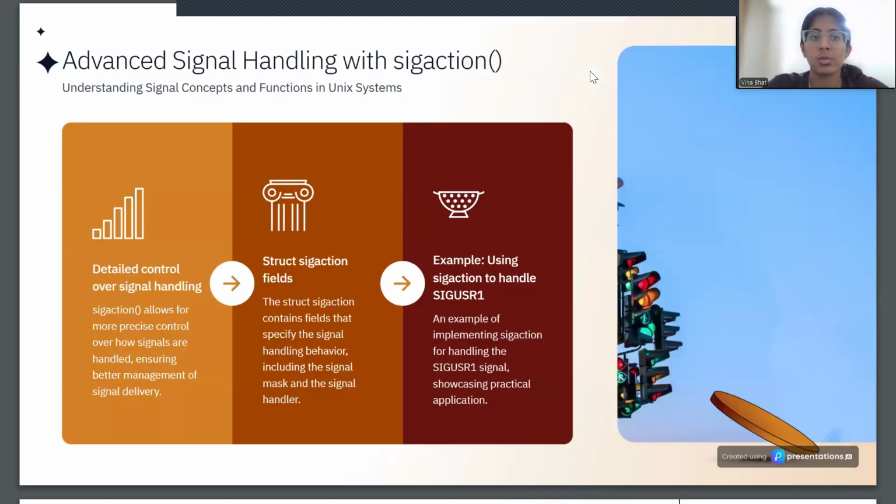Next, we're going to look at advanced signal handling with the sigaction function. This gives detailed control over signal handling. sigaction allows for more precise control over how signals are handled, ensuring better management of signal delivery. Next is struct sigaction fields. The struct sigaction contains fields that specify the signal handling behavior, including the signal mask and the signal handler. Next is an example using sigaction to handle SIGUSR1. It is an example of implementing sigaction for handling the SIGUSR1 signal, showcasing a practical application.